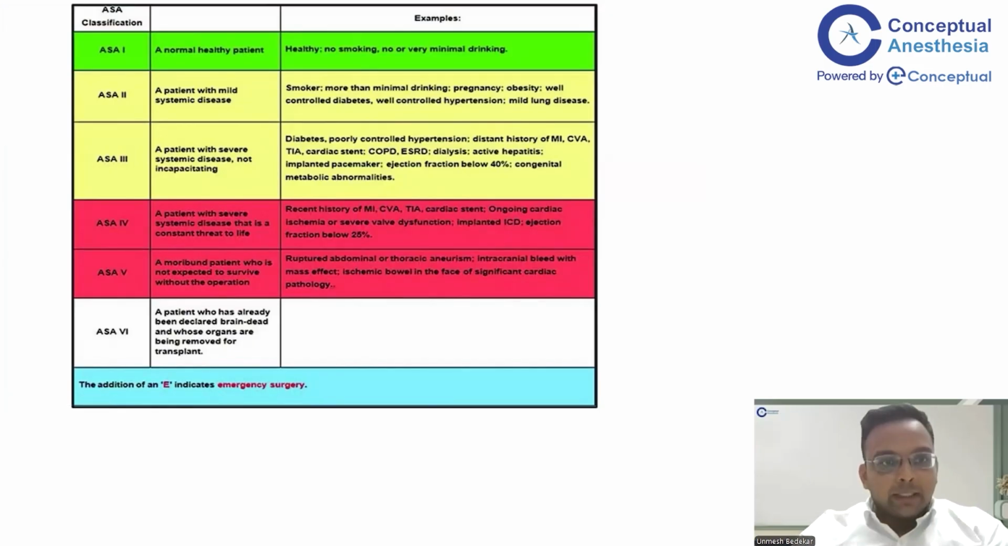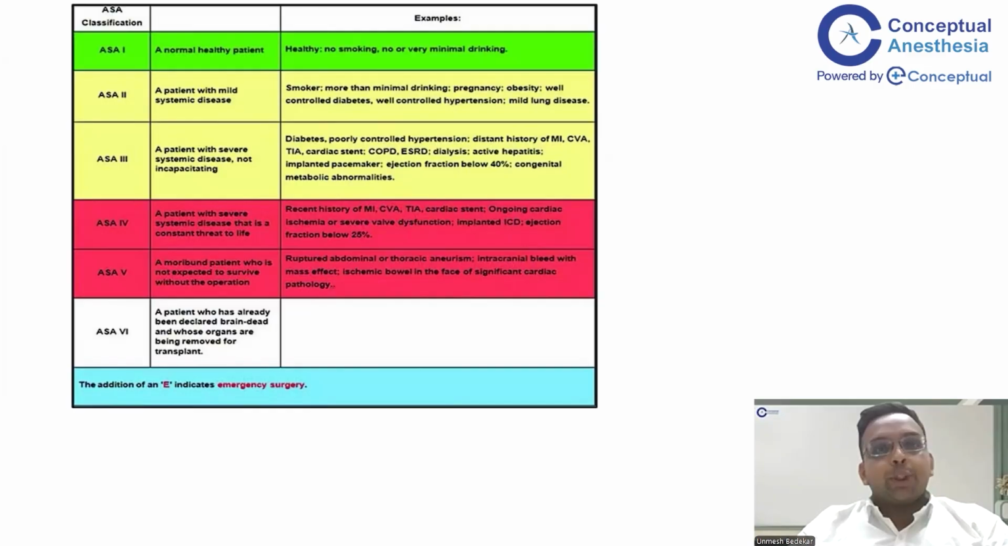So this is the basic American Society of Anesthesiologists grading system of the patient depending upon the various comorbidities the patient is suffering from. So there are 6 divisions in this ASA classification. The first classification is the normal healthy patient. So a patient having no other comorbidities, no addictions, a healthy patient with no smoking, no or very minimal drinking.